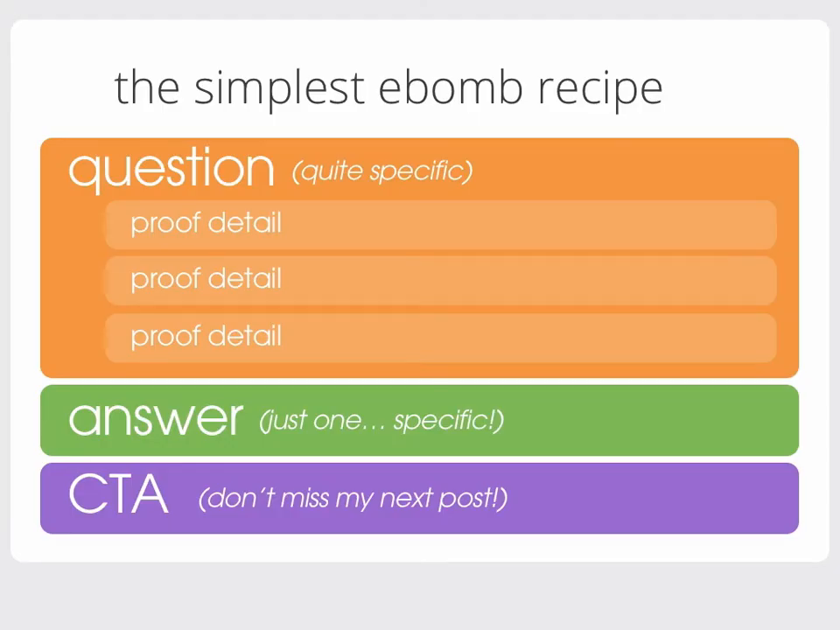We even gave you this little recipe for the simplest kind of Ebomb, one where you start with a question, one narrow, specific question that you find your audience members asking in the wild. And you introduce your Ebomb by reinforcing that question, along with some supporting evidence, some proof that you actually understand the question they're asking, so that they know it's worth reading your reply. And then you can deliver a fix, a piece of advice, a technique, a code example, a template, whatever it might be to help them get to the solution that they're looking for.